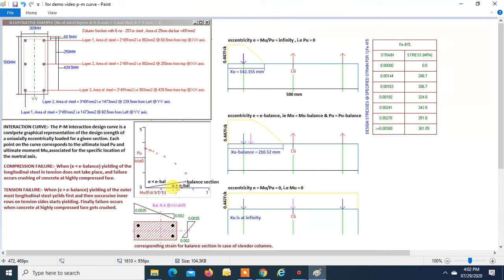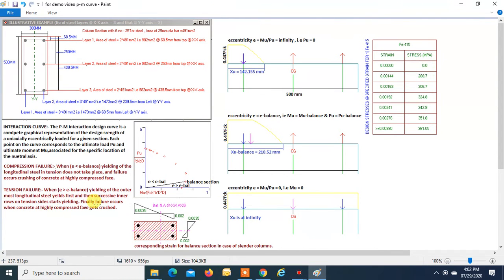Now, when we are below this line, then e will be greater than e balance, and you will get a tension failure. When e is greater than e balance, yielding of the outermost longitudinal steel occurs first. Then successive yielding of the other steel bars inside goes on, and ultimately this highly compressed face will get crushed and the column will fail. That is tensile failure, right?